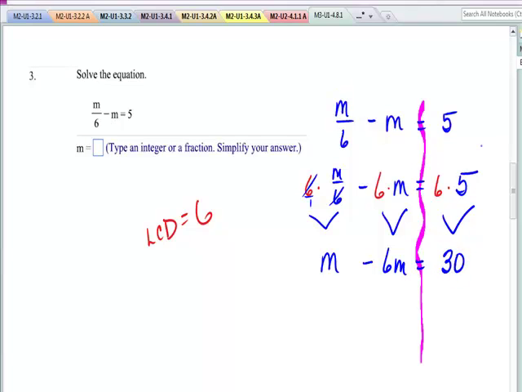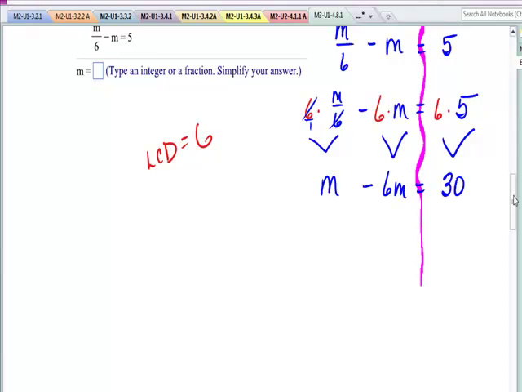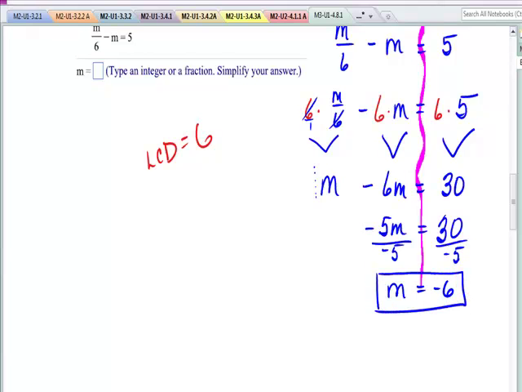Now, after we get rid of the fractions, remember the first step is, can you simplify? Well, yes, I have like terms on the left side. A positive 1m and a negative 6m gives me negative 5m, because I subtract and keep the sign of the larger, and that's equal to 30. I don't have m's on both sides, so I focus over here. The negative 5 is a coefficient, so I will divide by it. Don't change its sign when you divide. m is negative 6. So this time, I got an integer answer.